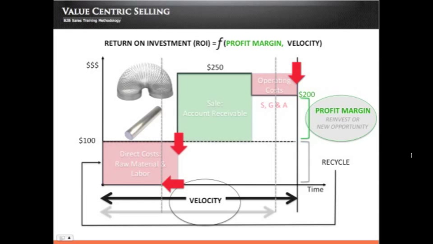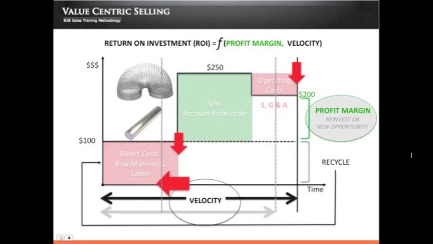So, in any given sales situation, one of the questions you have to ask yourself is, where are you impacting the customer? Where can you help them get their return on investment? Is it going to be reducing their operating costs? Or will it be helping them reduce their direct cost? Or are you going to help them shorten that velocity, that turnaround cycle?